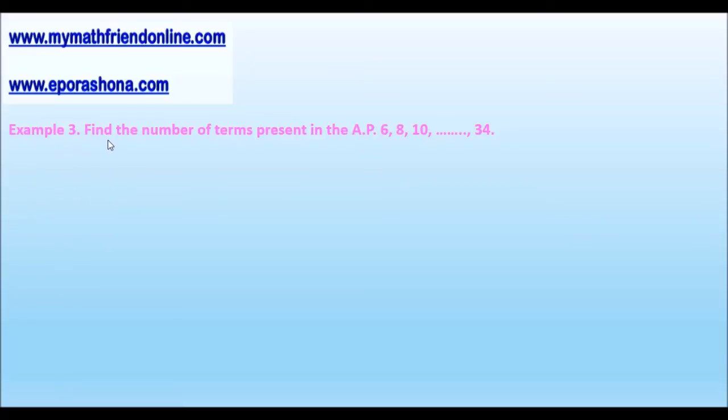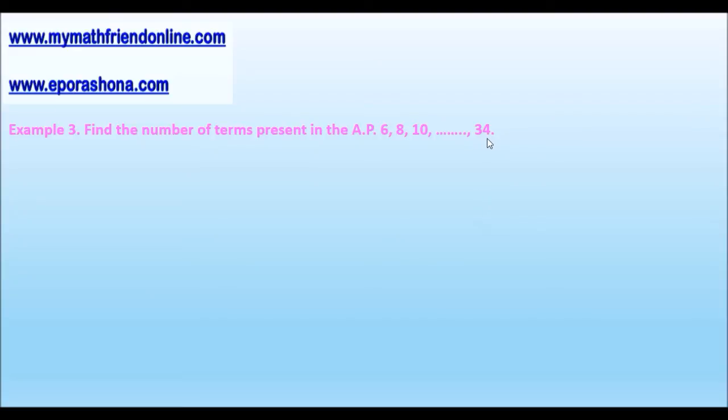Example 3. Find the number of terms present in the AP. 6, 8, 10, 34, and so on. Okay. Now, in the past two examples, we had taken two infinite series. Now, in this case, this is a finite series. We are having the last term. Can you see the full stop over here? It signifies that the series ends over here.